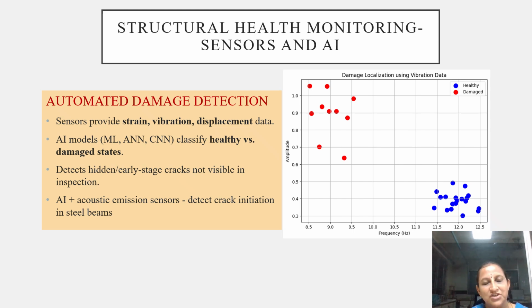This K-means clustering is an unsupervised learning algorithm, and we are able to classify the health condition of the structure. Other AI models, such as machine learning techniques, ANN and CNN, can also be used to classify the condition of the structure. And we can even detect early-stage cracks which are not visible during the inspection stage. If this AI is used along with acoustic emission sensors, we will be able to detect crack initiation in steel beams at earlier stages.